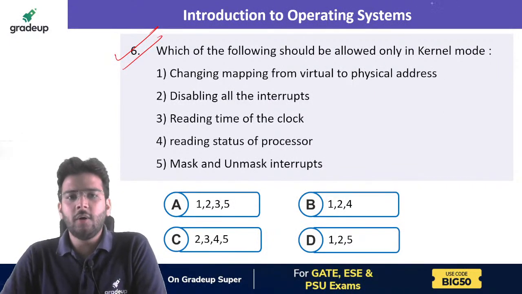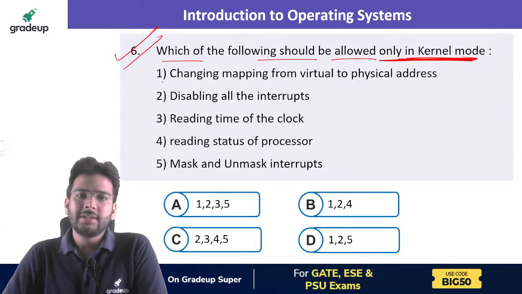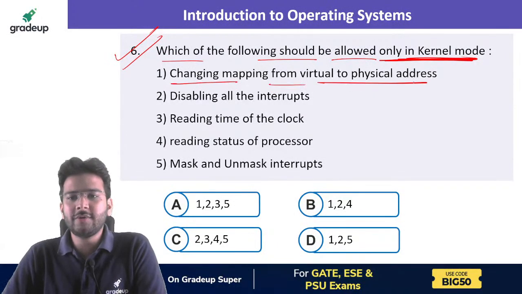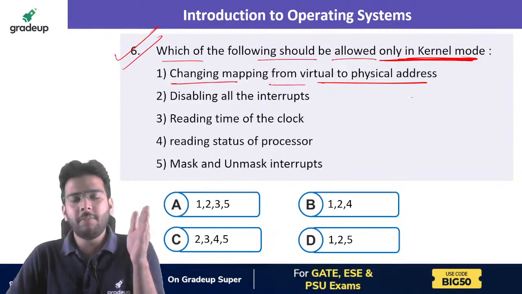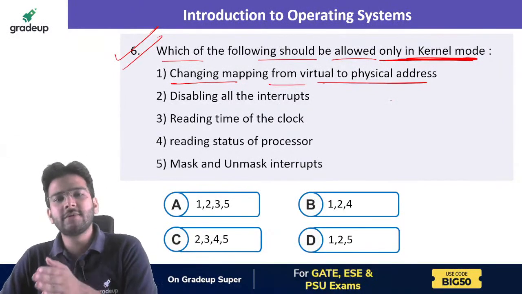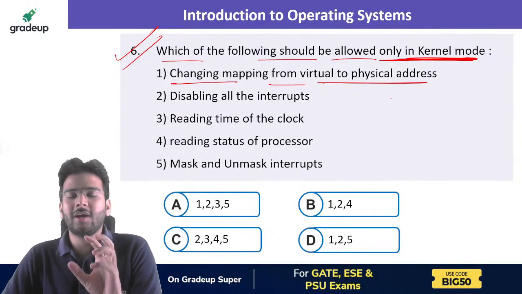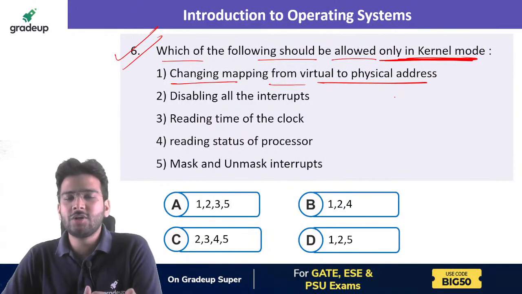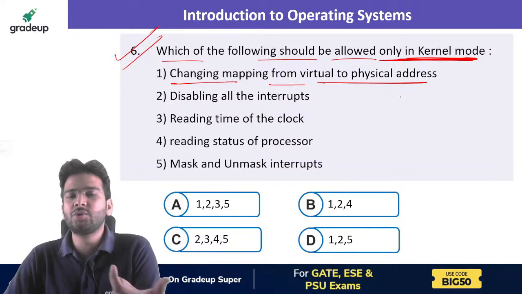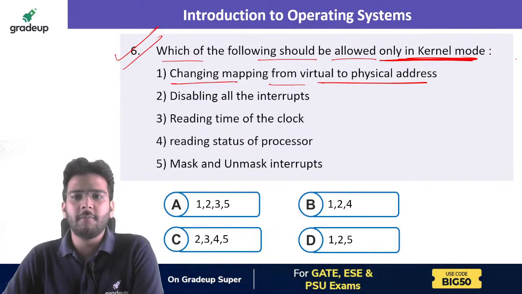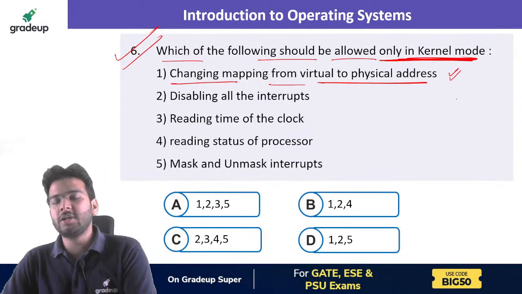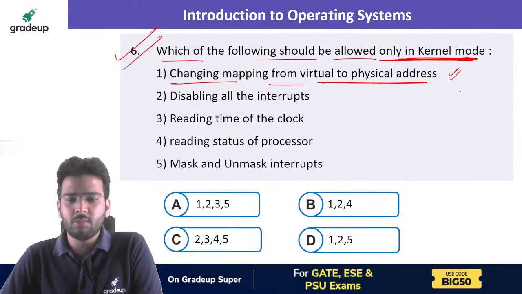So let's see this question now. Which of the following should be allowed only in kernel mode? Statement 1, changing mapping from virtual to physical address. If we want to map our virtual address, or the logical address, to the physical address, we need the MMU. In the MMU we have the page tables, right? That means operating system intervention is required when you have to map the virtual address to the physical address. So this has to be executed in the kernel mode only. Yes, it is allowed only in the kernel mode, not in the user mode.